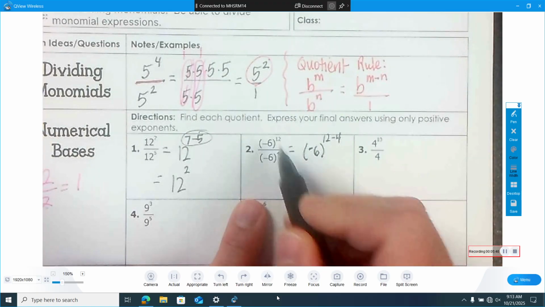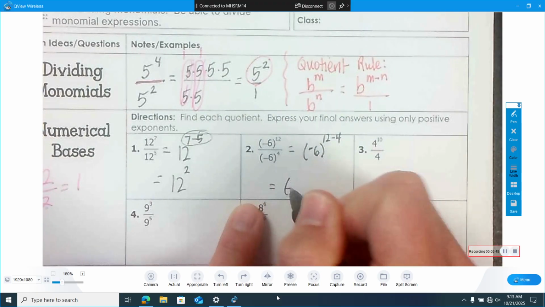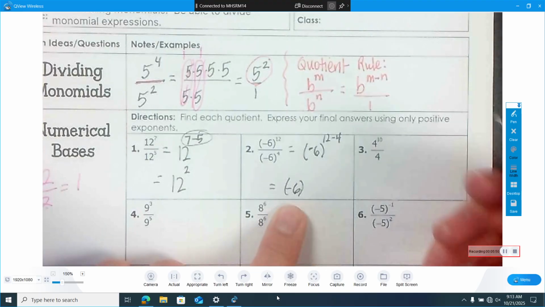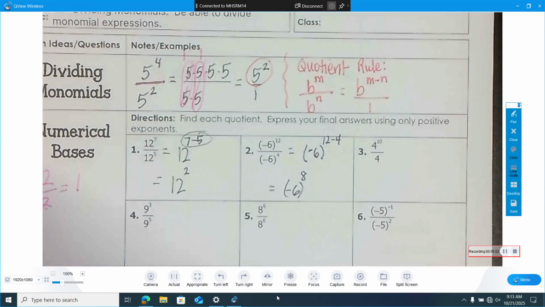12 minus 4, top minus bottom, very good. And so that's going to be negative 6 to what power? The 8th power. Ladies and gentlemen, I'm going to ask you a little question here. What does negative 6 quantity to the 8th really mean?